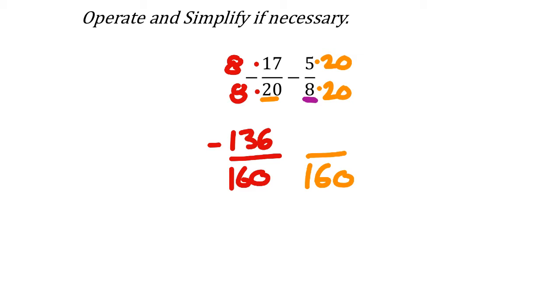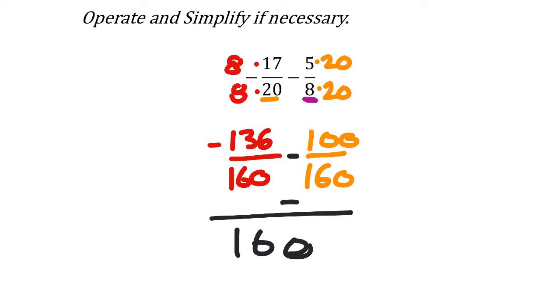So I have common denominators, which means I can now add or subtract with these two fractions. So 5 times 20, 100. Now, was 160 the least common denominator? It was not. Are we going to have to simplify in the end? Yes, we will. But does that really matter? It doesn't, because we'll end up with the same answer either way. And yeah, we're subtracting on this one. So we have the common denominator of 160. So negative 136 minus 100.